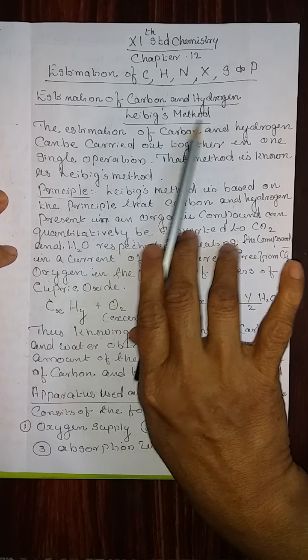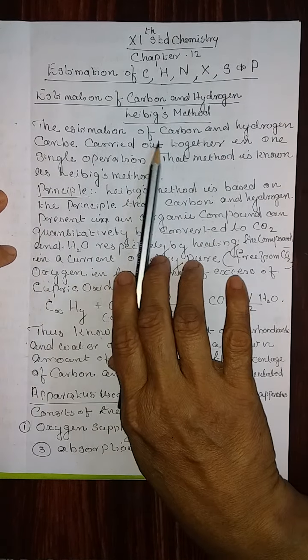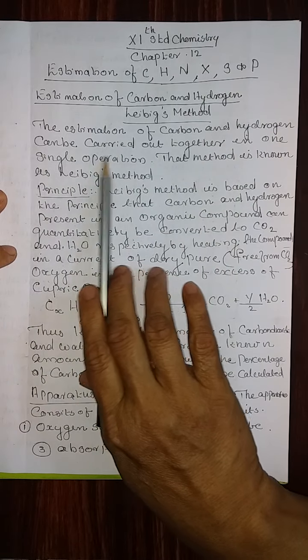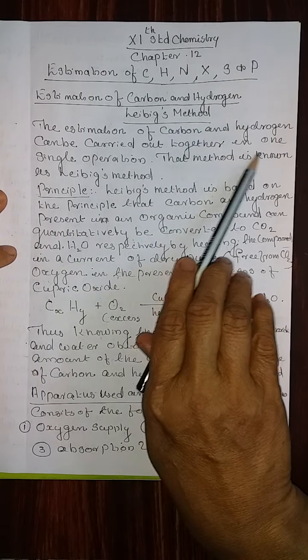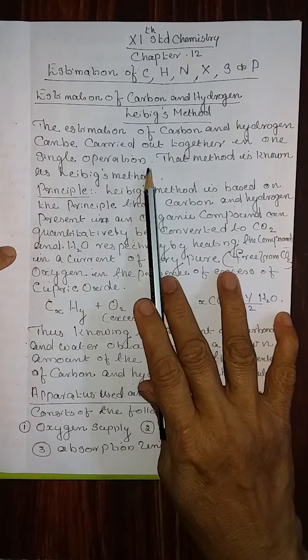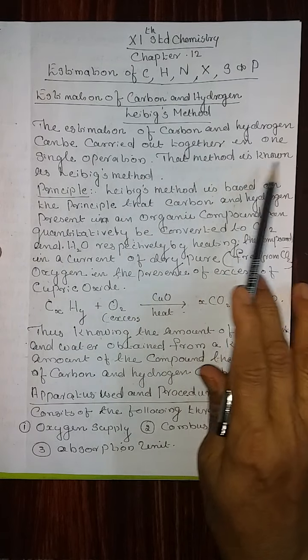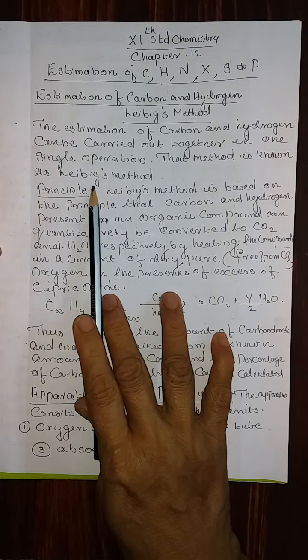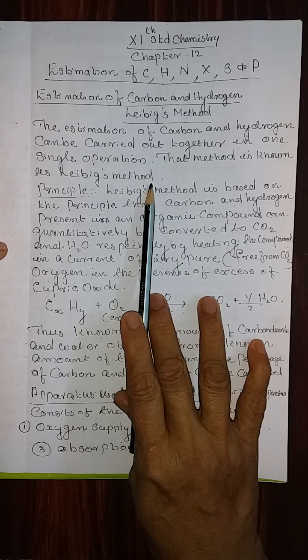Liebig's method. The estimation of carbon and hydrogen can be carried out together in one single operation. This method is known as Liebig's method.